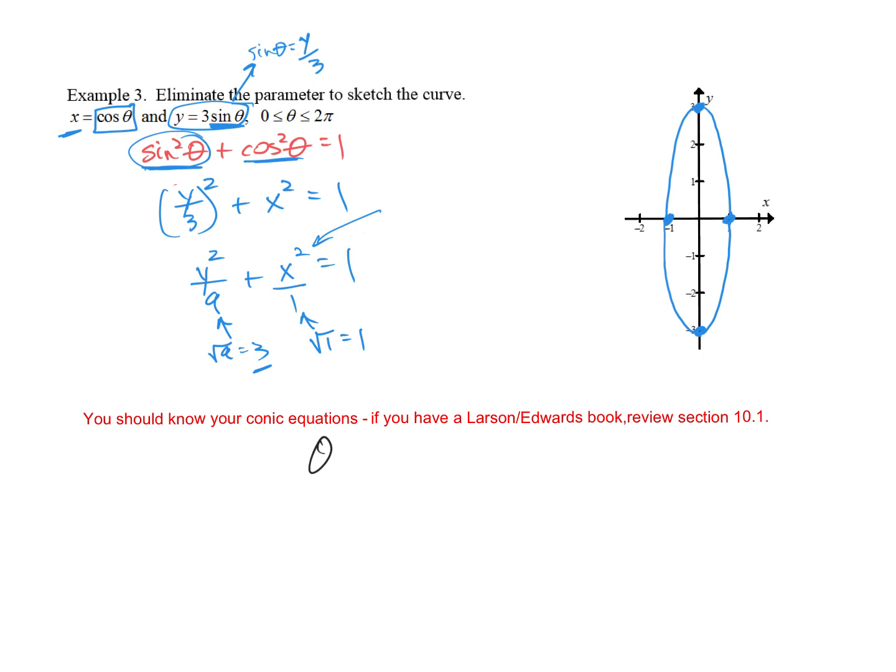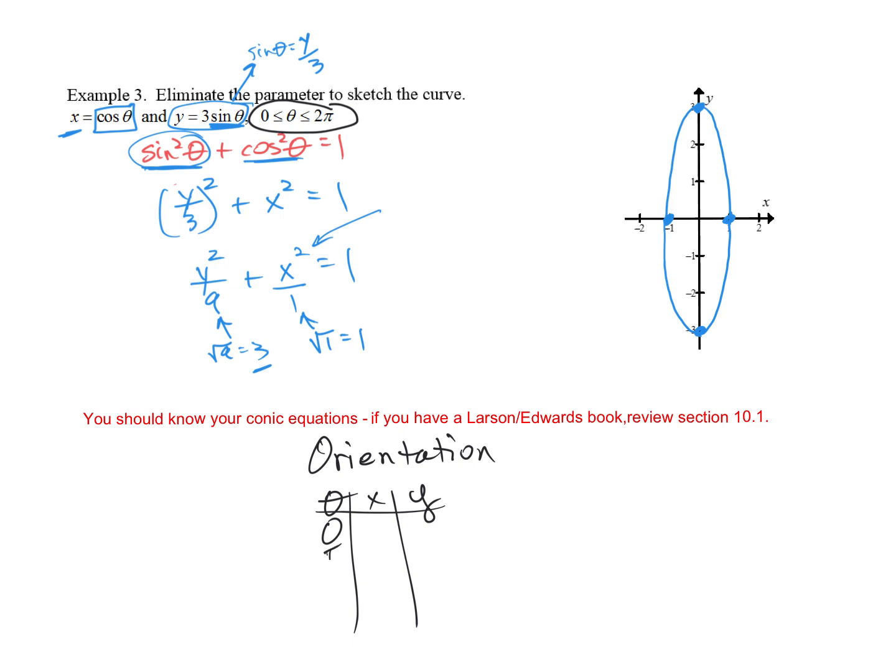Start plugging in some points. Right. What point would you start with? 0. Yeah, with theta equals 0. Orientation. I would make a chart, however you want to do it. I could just do it up and down like theta, x, and y. And I'd start with 0 because it tells us we're going from 0 to 2 pi.